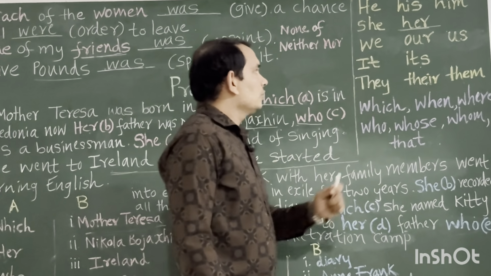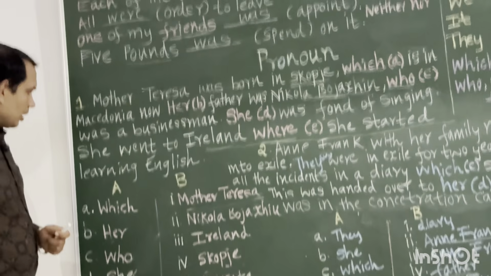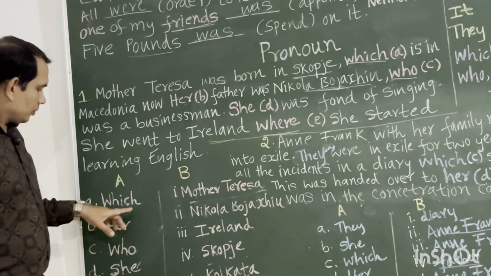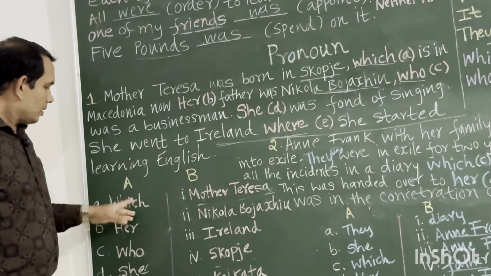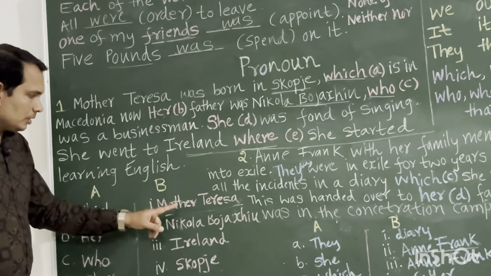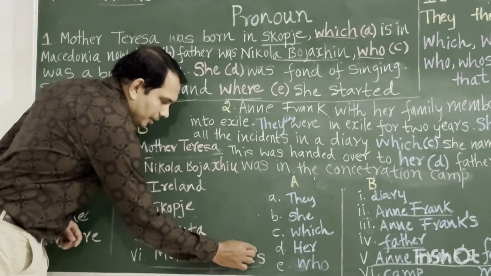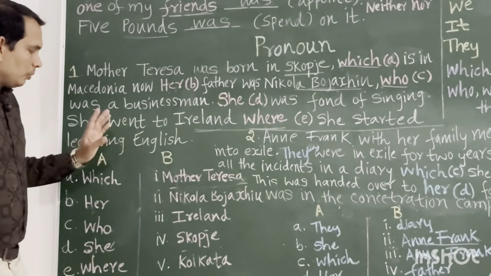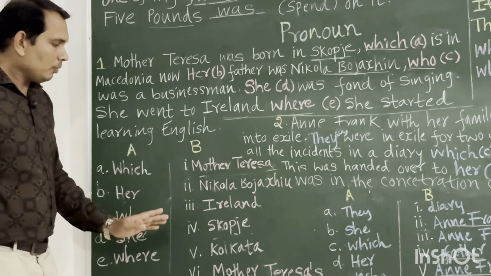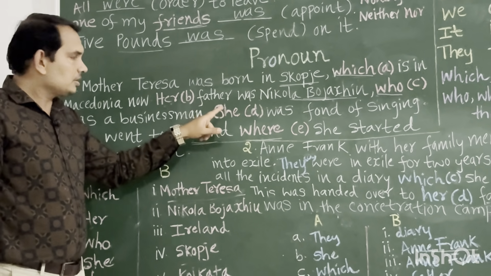They are called possessive pronouns. This one is a possessive pronoun, her. While answering this question, you need to make sure that the answer you select should have an apostrophe s. Whenever possessive pronouns are given, the answer will have an apostrophe s. What is the answer to this one?